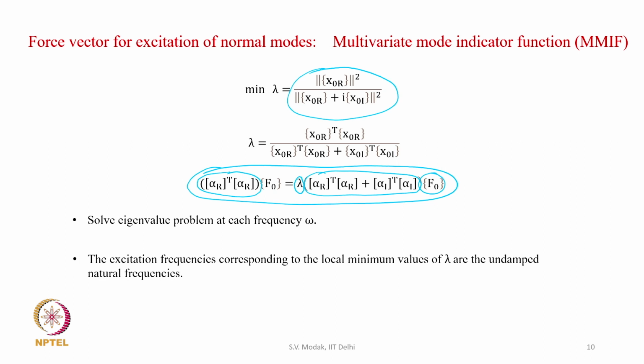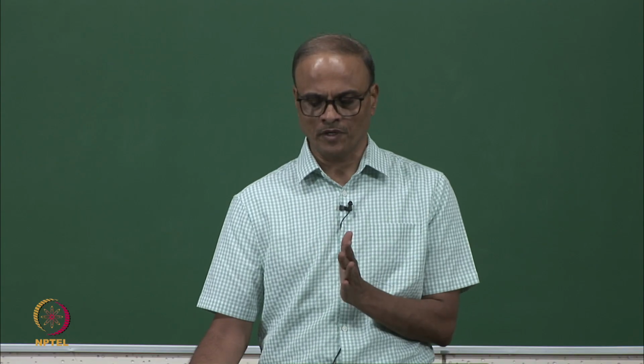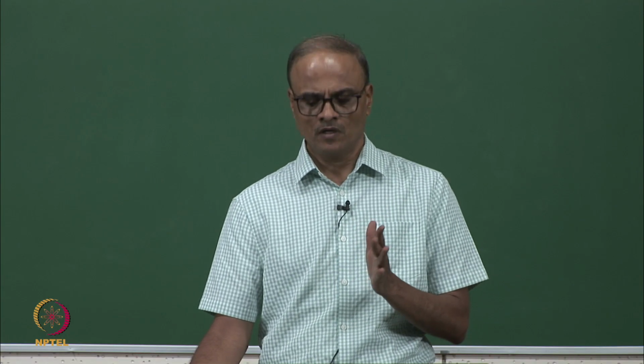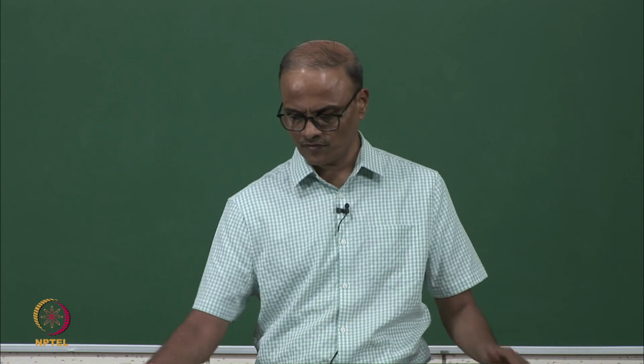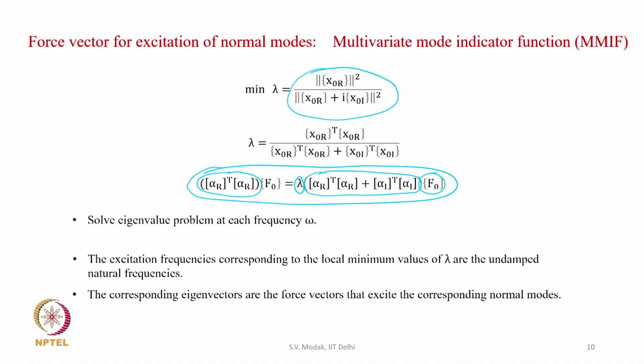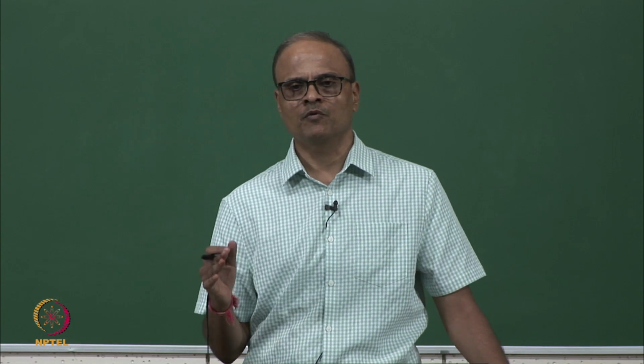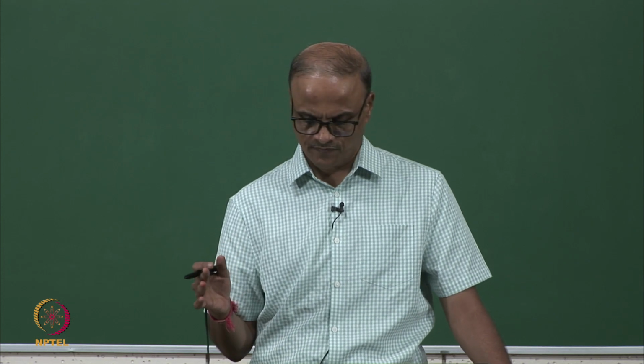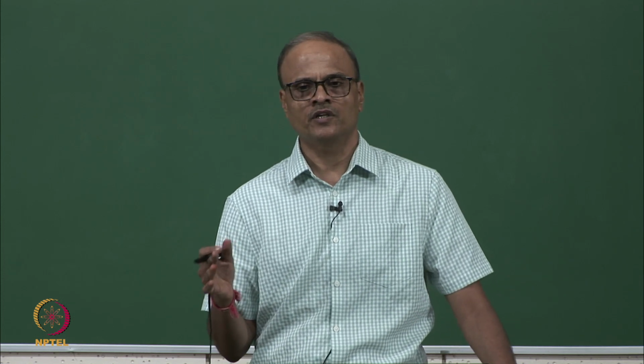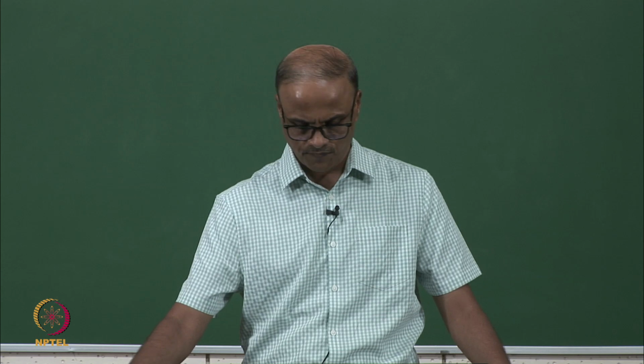So, therefore, what we do in this method, at each frequency we determine what is the lowest eigenvalue, and then we plot the lowest eigenvalue at each frequency as a function of omega, and that plot is called the multivariate mode indicator function. Once we determine the frequencies corresponding to the local minima of the eigenvalues, the corresponding eigenvectors would be the corresponding force appropriation vectors, the force vectors to excite the corresponding normal modes.